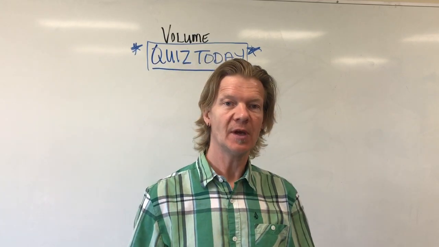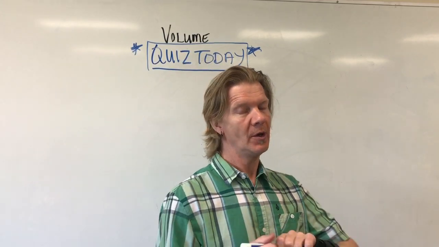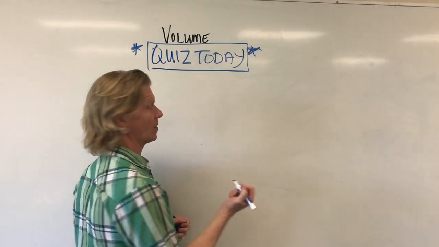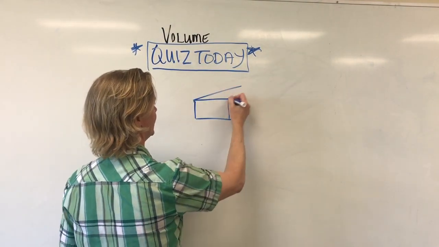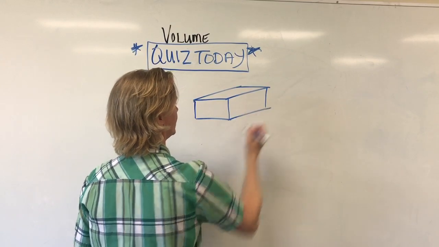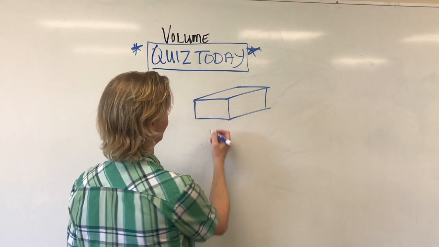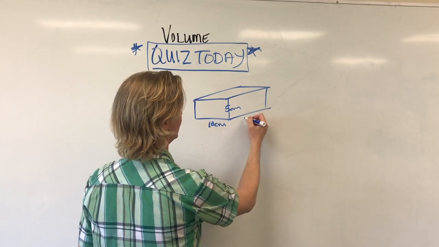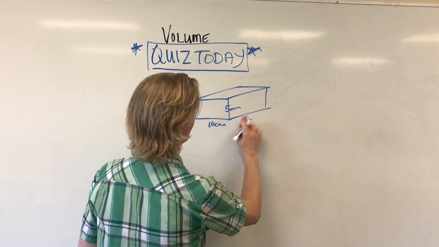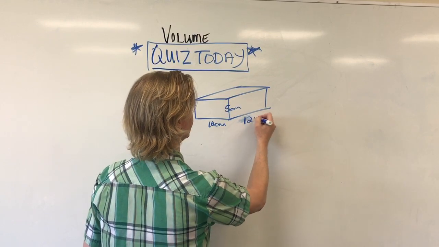But before we write the quiz, I thought I would do a really quick review with you. So, 3 kinds of shapes that we're going to look at. First is rectangular prism. Okay, this is a rectangular prism. It needs some dimensions. Let's make it up. This might be 10 centimeters, 5 centimeters, and let's say 12 centimeters, okay?